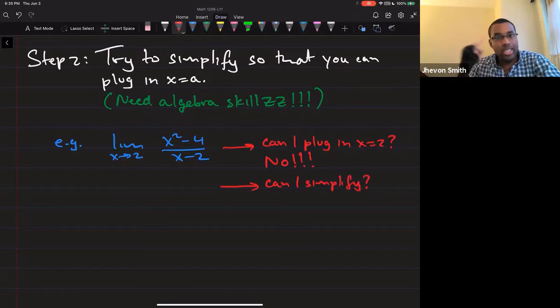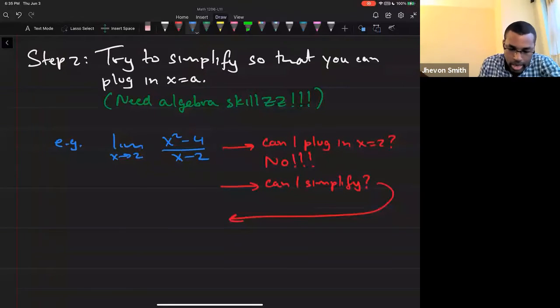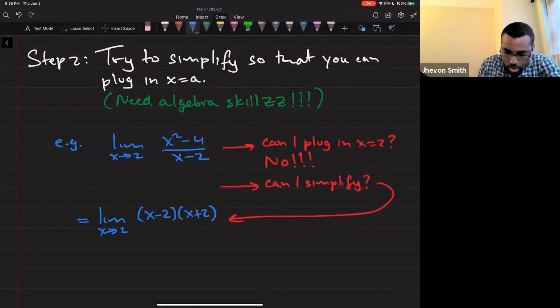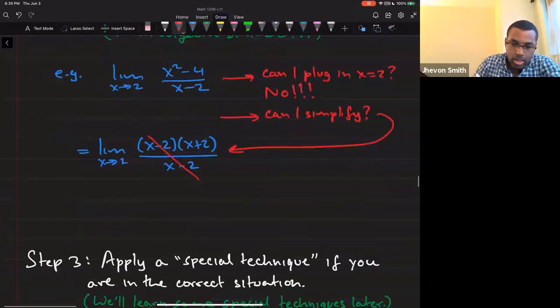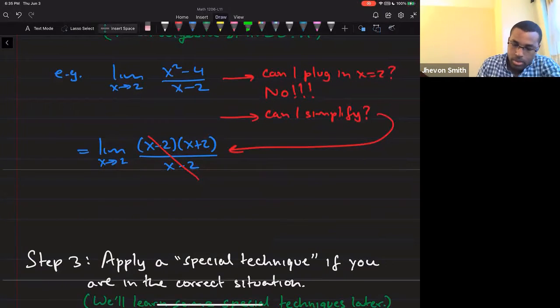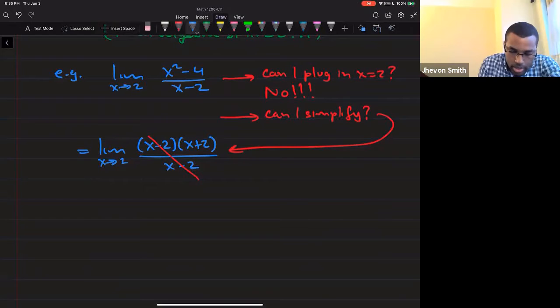Right? And that's when your algebra skills kick in and you're going to be like, oh, x squared minus 4, that's a difference of squares, right? I've seen that 1,000 times at this point. I can do something here. So that's what brings you to this step where you say, okay, I can factor that as x minus 2, x plus 2. And then these guys can cancel. So this is actually going to give me the same value as if I were taking the limit of just x plus 2.